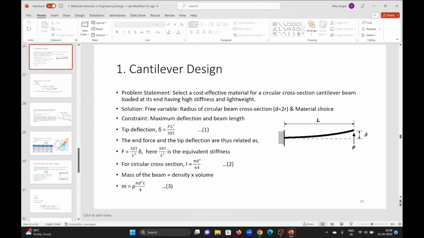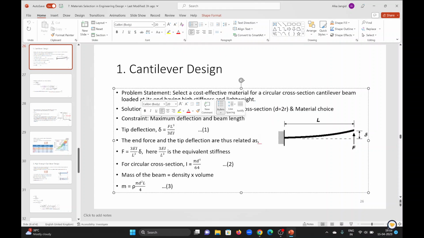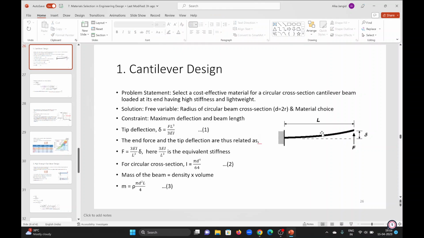And here also we are taking constant maximum deflection, so there will be a certain permissible deflection. We don't want it to deflect very much, so there should be some stiffness in it. So that is what it's trying to say.